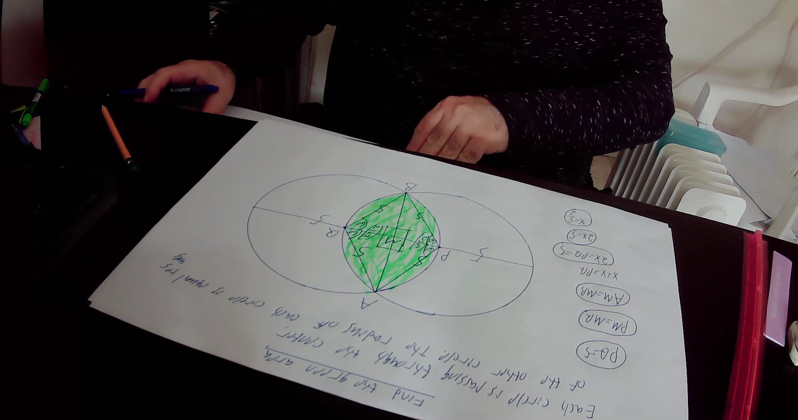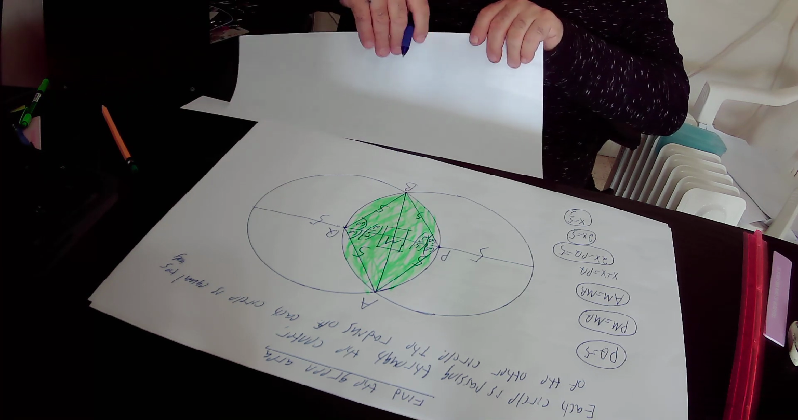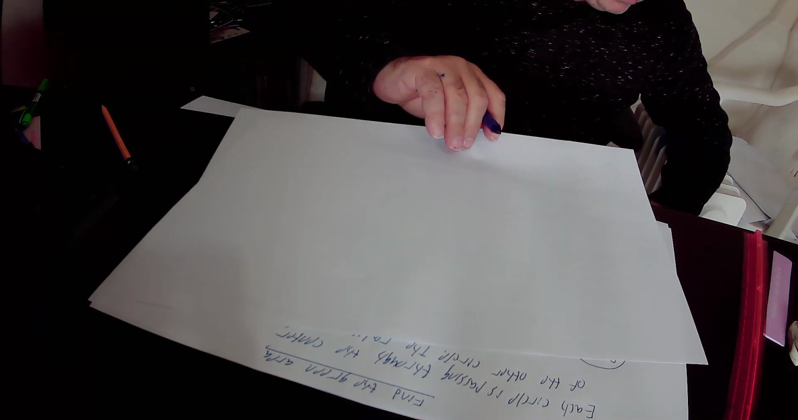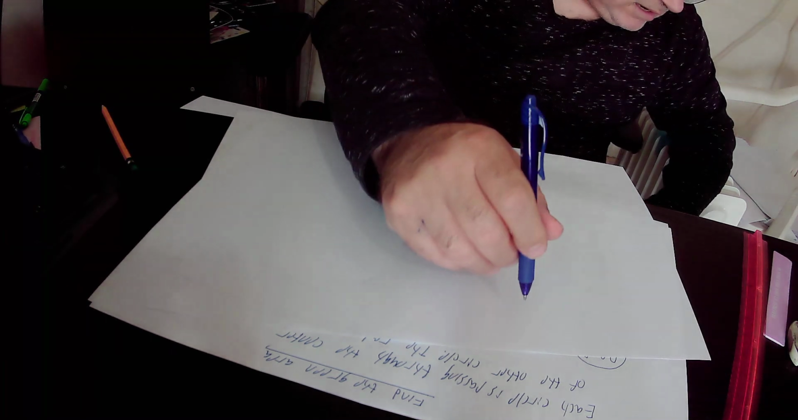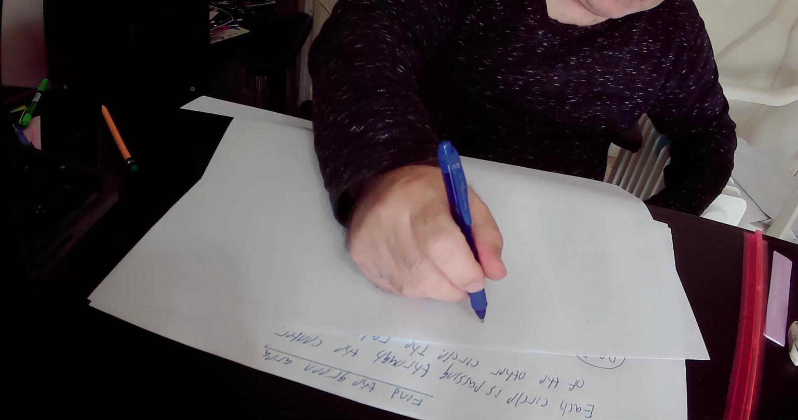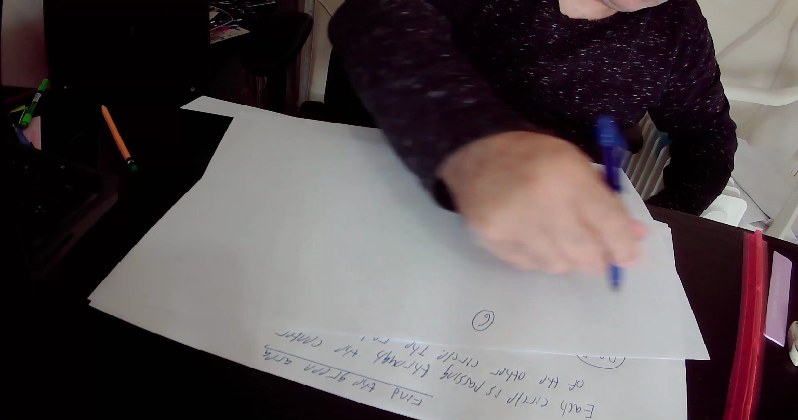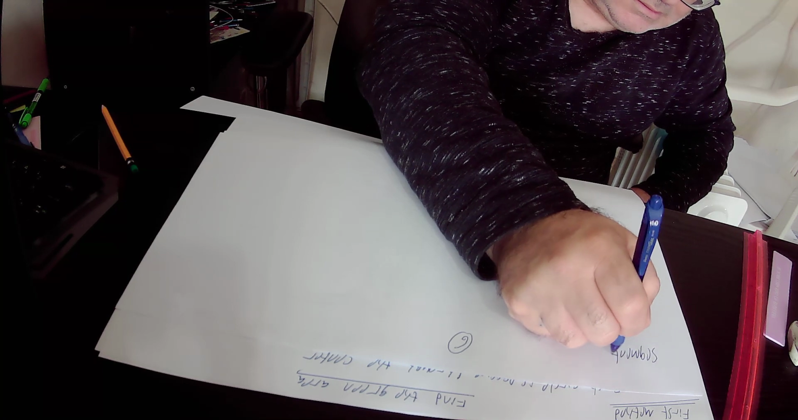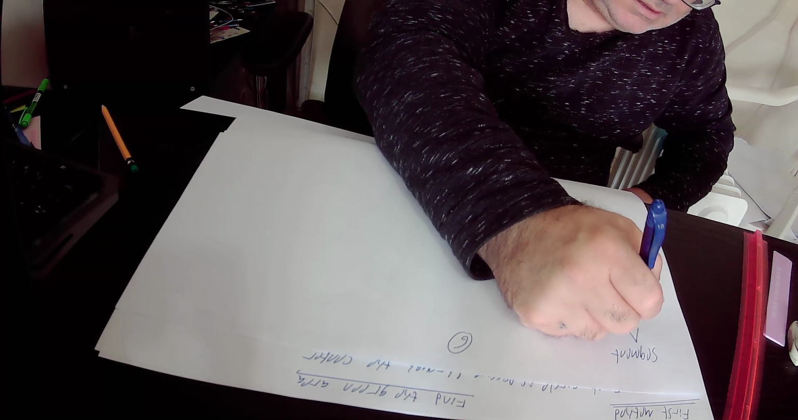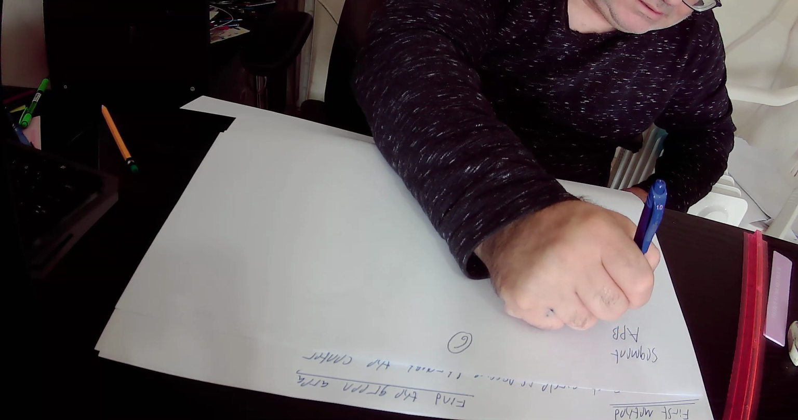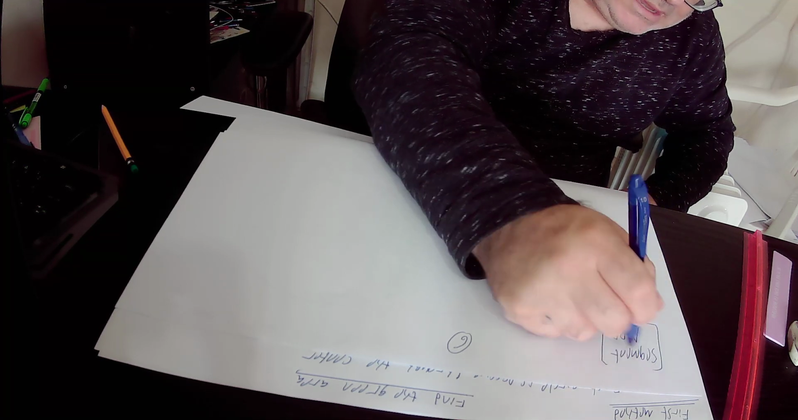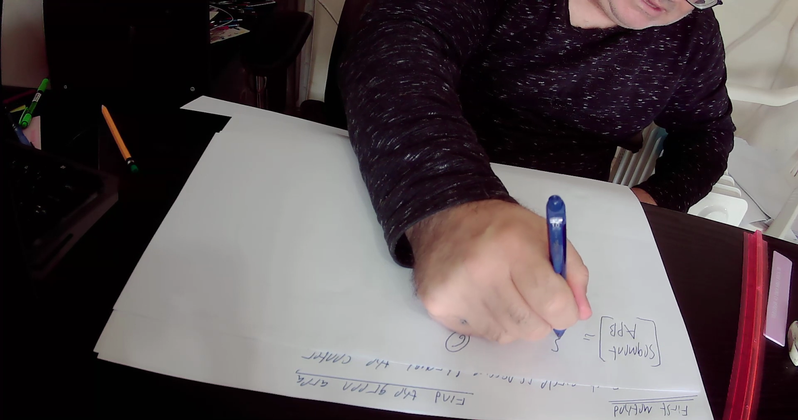So I'll write it down. We will write down that the area of segment APB is equal to the area of segment AQB.